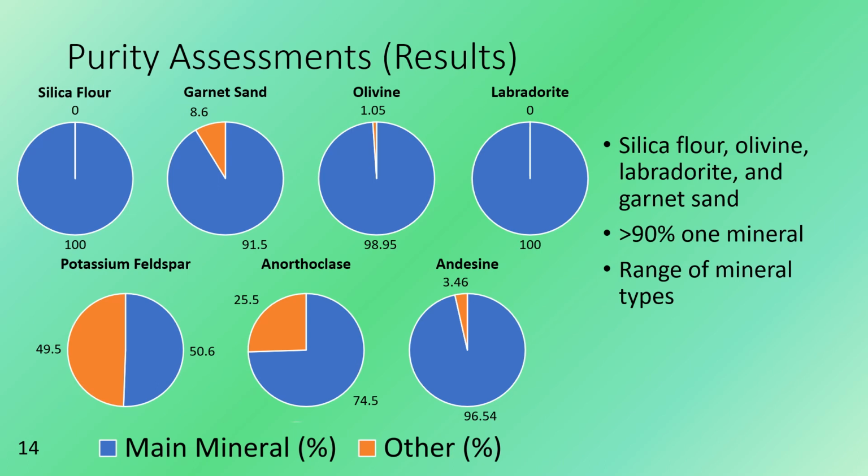And then getting into purity assessments, blue is the main mineral, so the percentage of the sample that is the main mineral, and then orange is the percentage of the sample that is anything other than the main mineral, and I just lumped them together for clarity. These samples here on the top row are the ones that I selected for future work because they're all relatively pure and represent a range of mineral types. But as you can see, the purity is a little bit variable across the board.